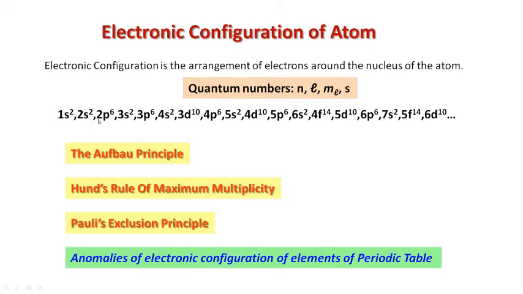Similarly, the second shell has 2 subshells. In addition to these quantum numbers, to assign the electronic configuration, certain rules are to be followed, that are Aufbau principle, Hund's rule of maximum multiplicity and Pauli's exclusion principle, that we are going to discuss here. In addition to these rules, we will also discuss the anomalies of electronic configuration of elements of the periodic table. Let's start.